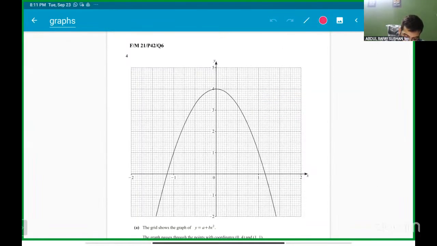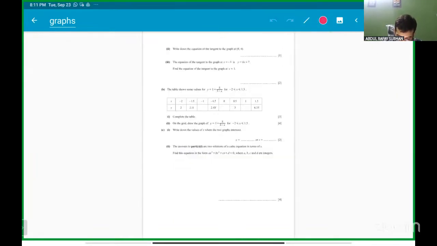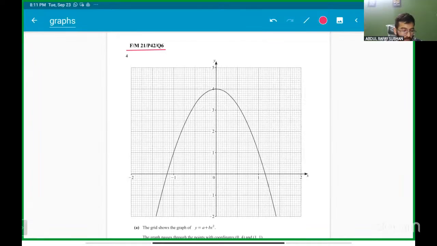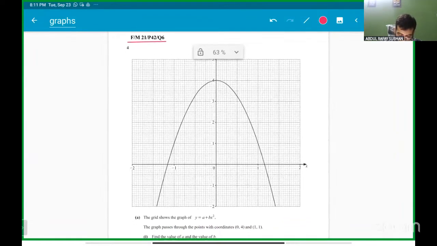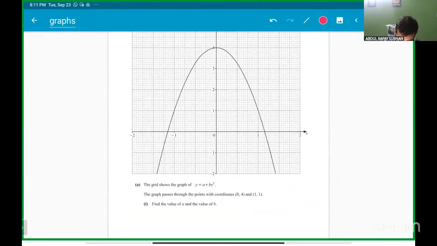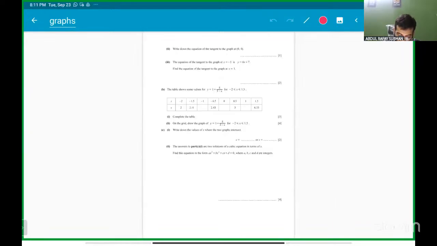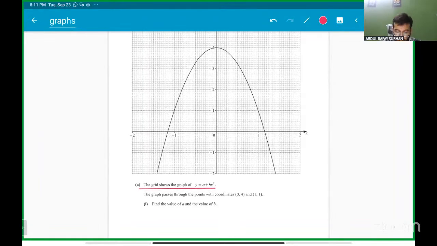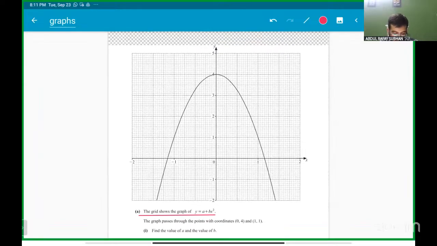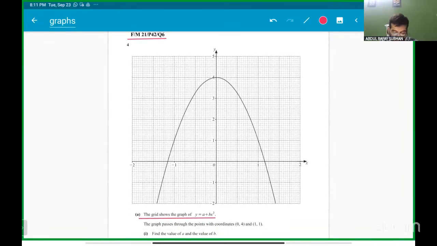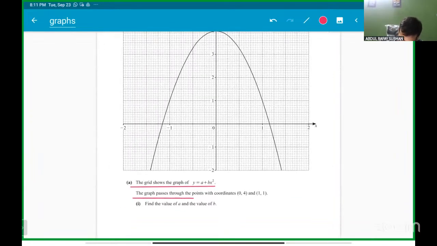So this graph question is from February, March 2021, paper 4, variant 2, question number 6. The diagram shows the graph of y equals a plus bx squared. The graph passes through the points with coordinates (0, 4) and (1, 1). You just have to find the values of a and b.